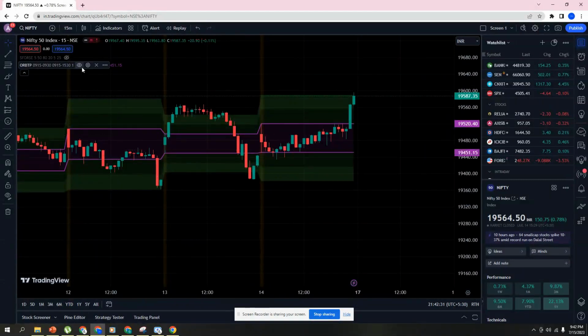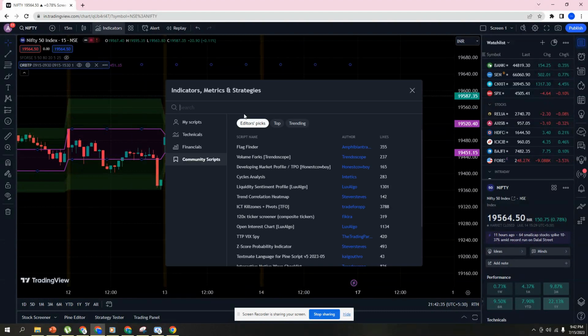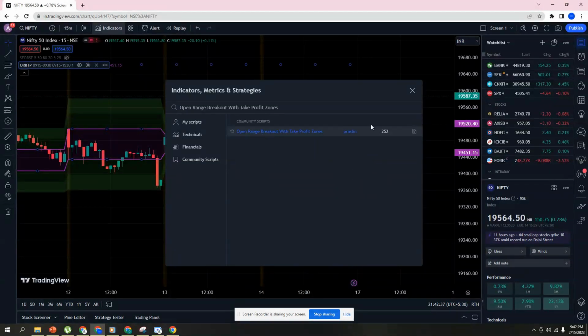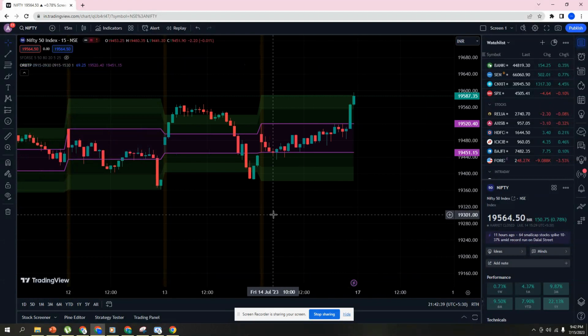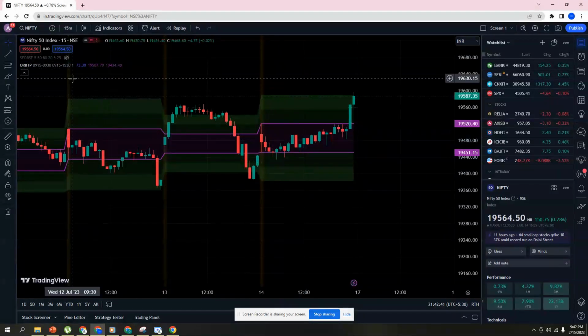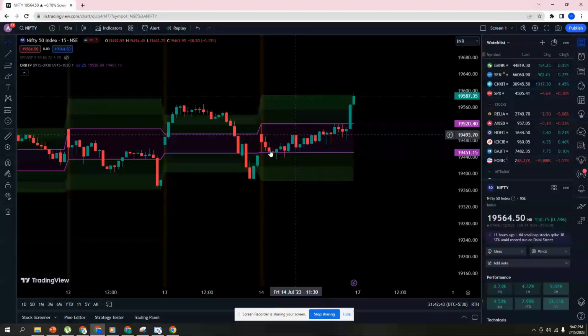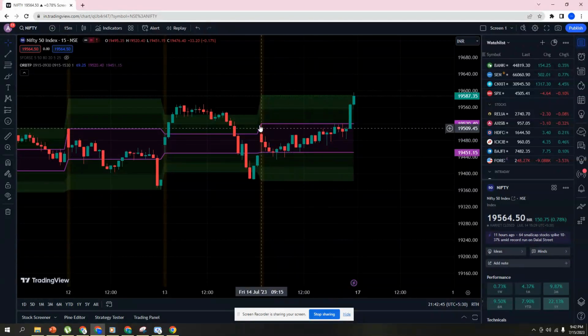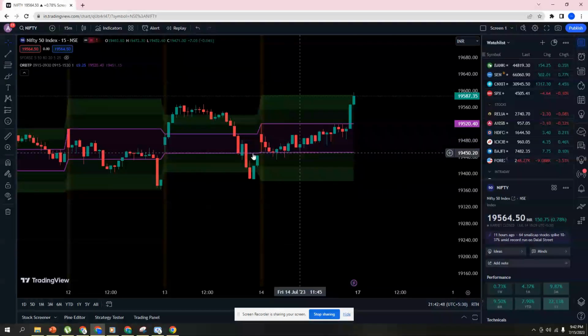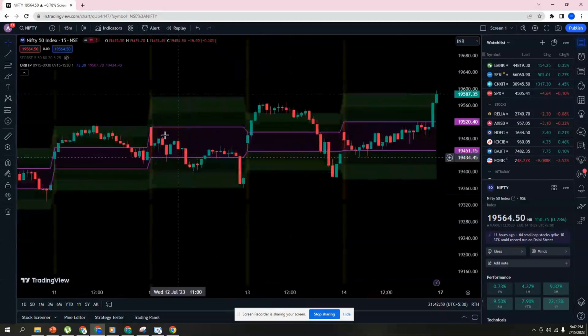Fine. Let us take this one, the opening range breakout with profit zones. Okay. So now this pink line in this particular indicator represents the opening range high as well as the opening range low. So every day it is drawing. See, every day it is drawing.